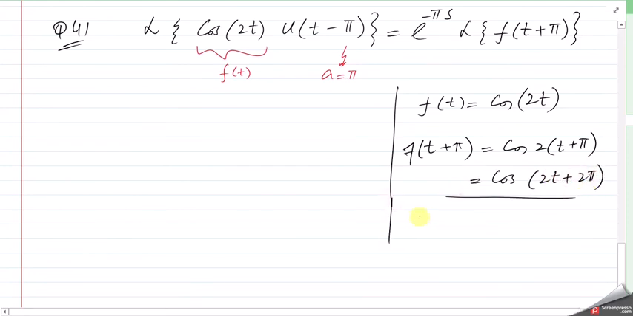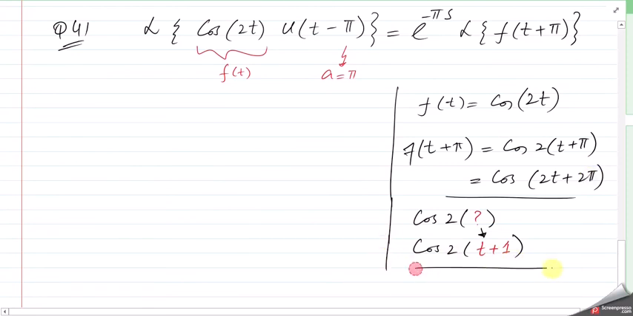Again, remember that in cos of 2 times t, that is where we replace our new variable, which is t plus 1 in the bracket. So we replace t with t plus 1. Okay, so 2 is outside, then 2 can multiply inside and become cos of 2t plus 2 pi. So our next step would be e raised to the power minus pi s Laplace of cos of 2t plus 2 pi.